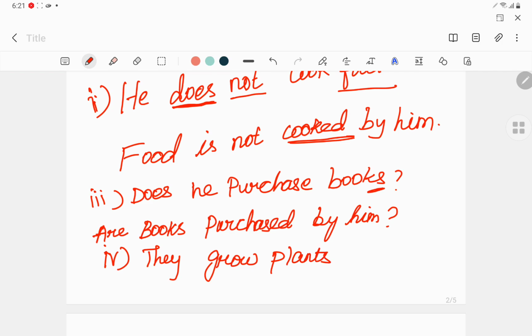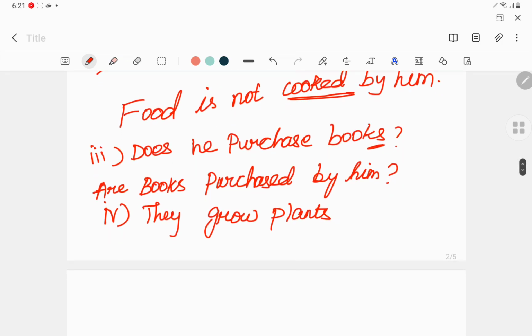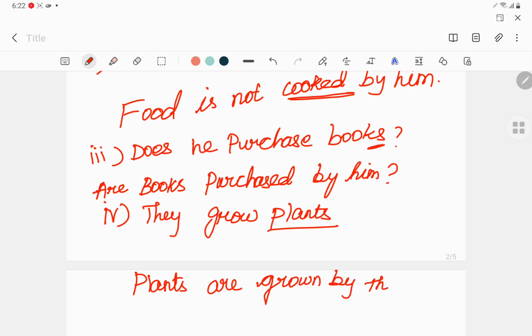So here this is present tense. If you have simple present tense, the structure for that is to use am, is, are plus verb 3. So the object is plants, because here it is plural. Plants are grown. Plants are grown by them, because they changes to them. Plants are grown by them.